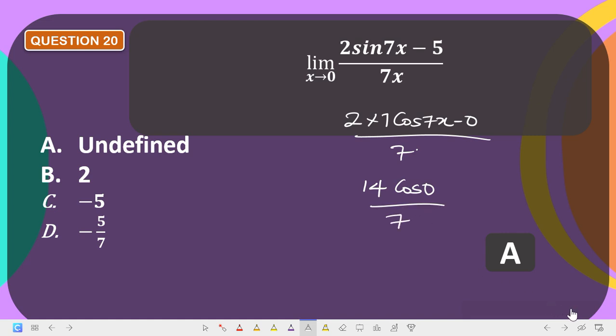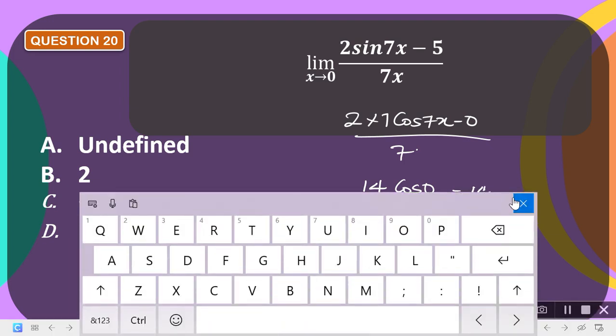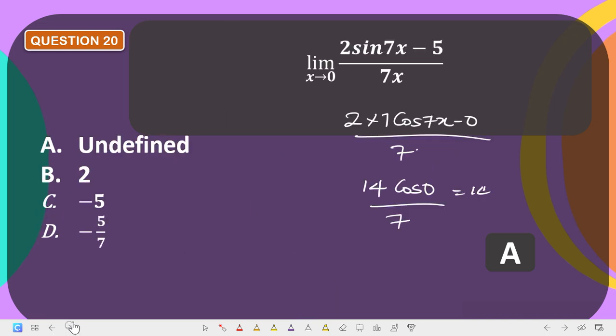This one is not giving me a difference from what I initially perceived. Now, if you use this ideology to solve, you have 14. You go back, you have 14. Cos 0 is what? Is 1. Divided by what? 7. And this gives us 14 all over 7, which equals 2. I may be tempted to choose 2 as the answer, but that is wrong.